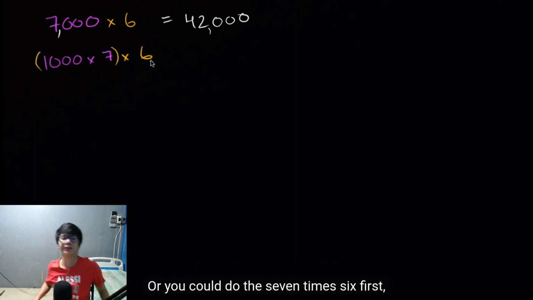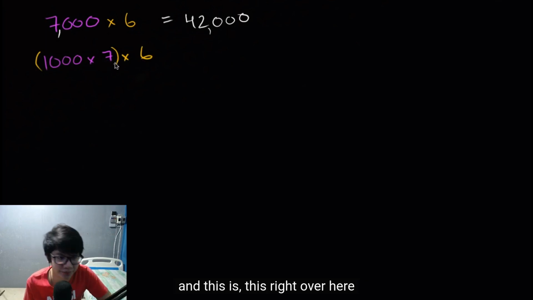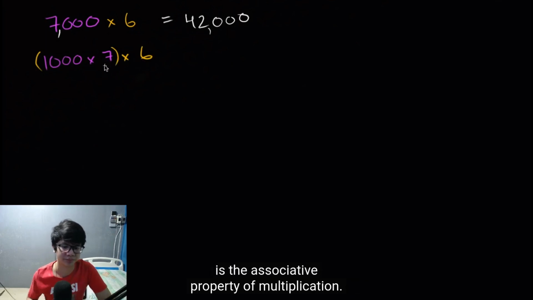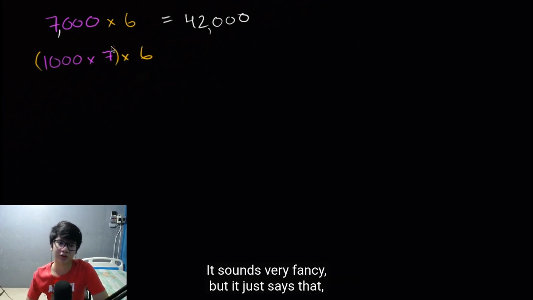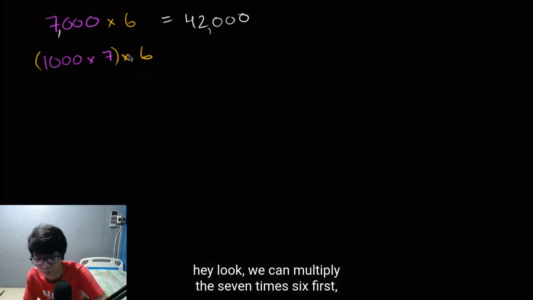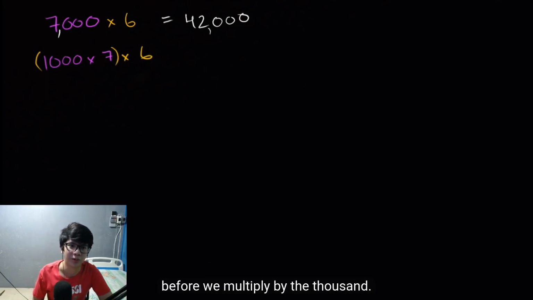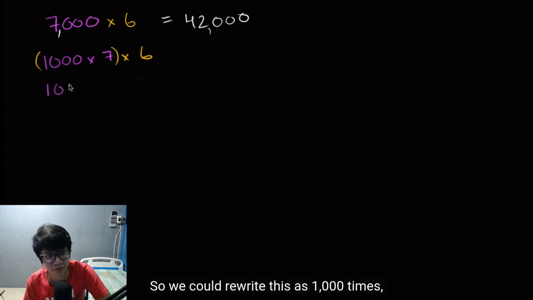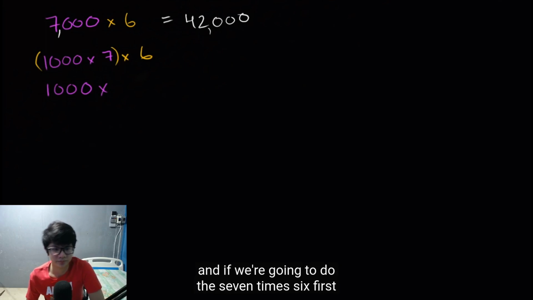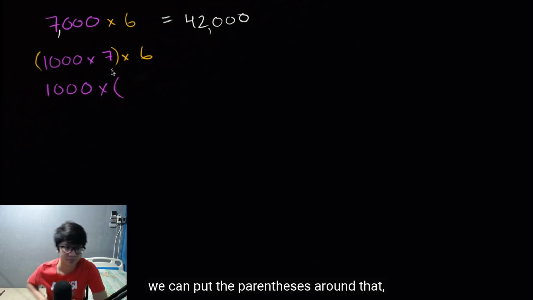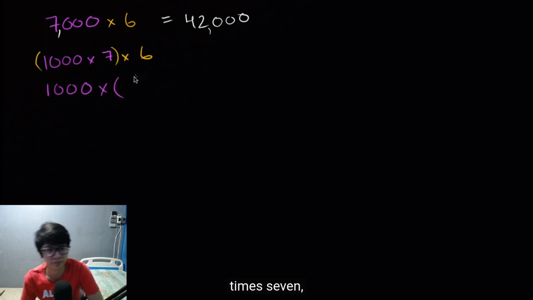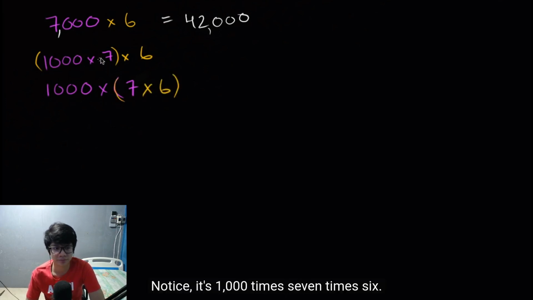Or you could do the 7 times 6 first. And this right over here, this is the associative property of multiplication. It sounds very fancy, but it just says that we can multiply the 7 times 6 first before we multiply by the 1,000. So we could rewrite this as 1,000 times, and if we're going to do the 7 times 6 first, we could put the parentheses around that. 1,000 times 7 times 6.